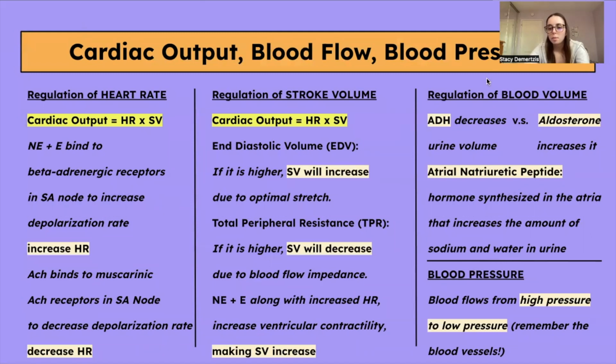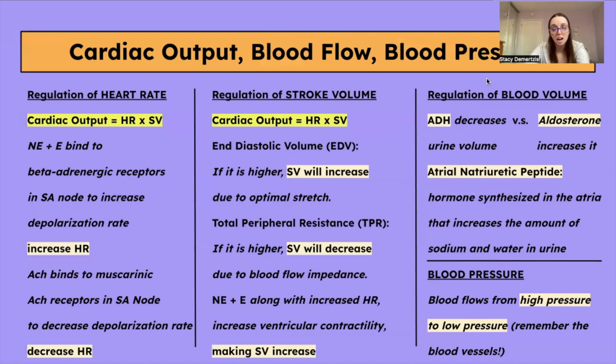We talk a little bit about blood volume. There are two really important hormones, antidiuretic hormone and aldosterone, and they're both related to blood volume, but they have kind of opposite effects. So antidiuretic hormone is going to decrease urine volume. In other words, it's going to increase blood volume. It has to do with water retention. So diuresis is the release of water.